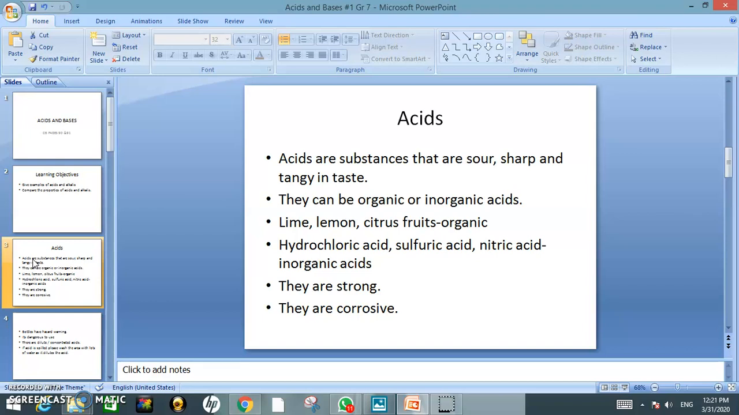When I say inorganic acids, that is, they can be made in the chemistry lab. Not exactly in the chemistry lab, but when you combine these chemicals like hydrochloric acid, what is there you can find out in the word? It is hydro and chloric. So there is hydrogen and there is chlorine.